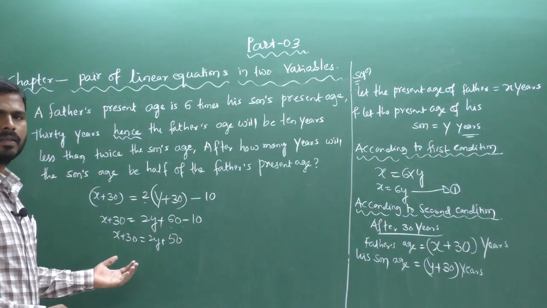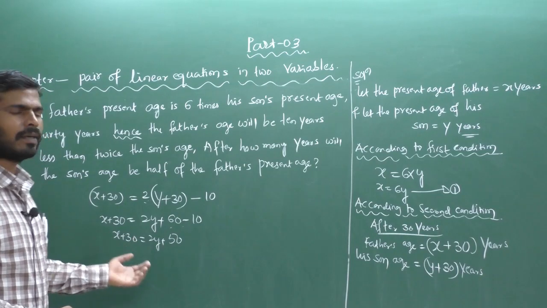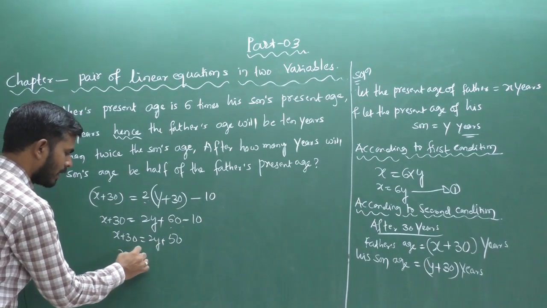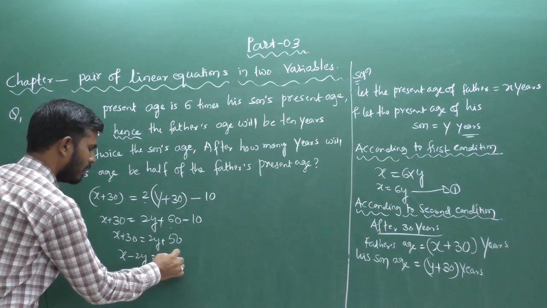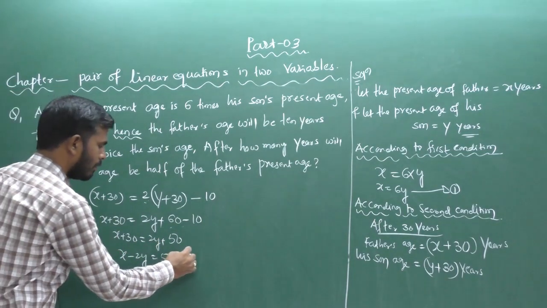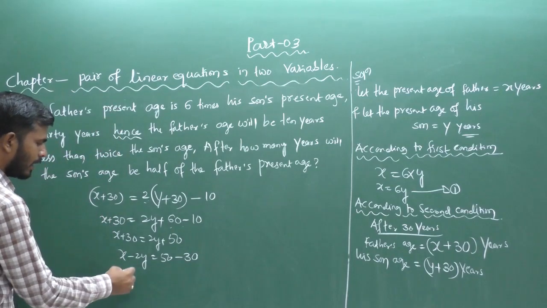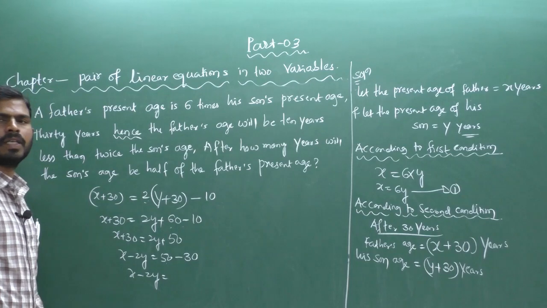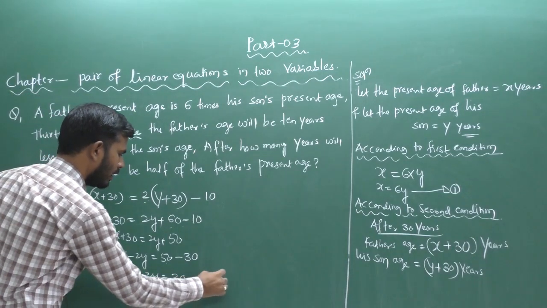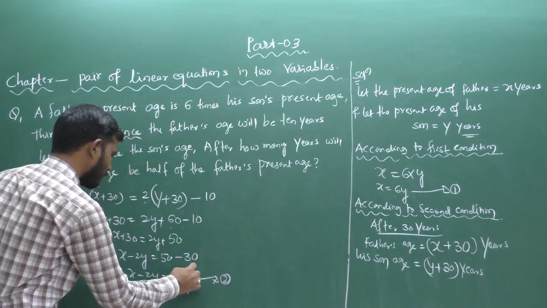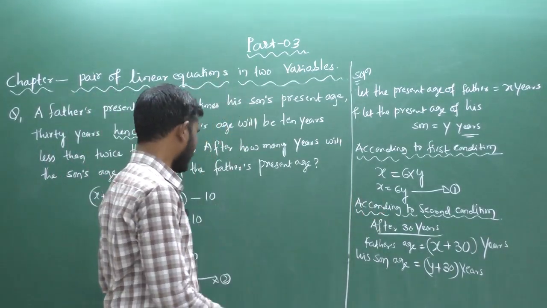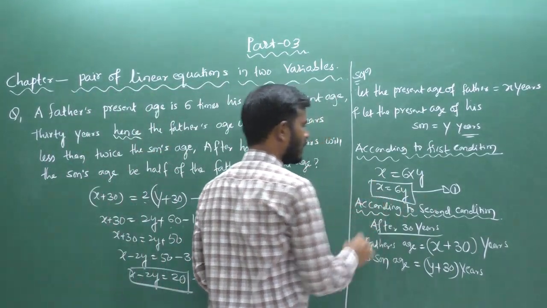Next you have to convert it into a pair of linear equations in two variables. We get x minus 2y equals 50 minus 30, that is 20. This is equation number 1.